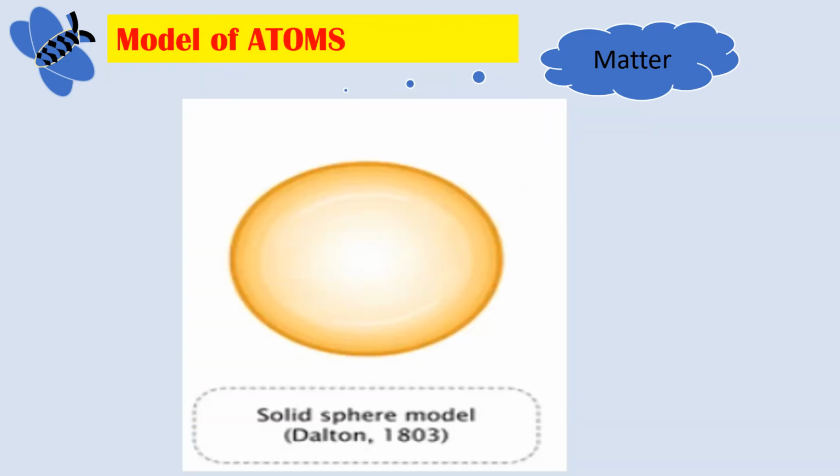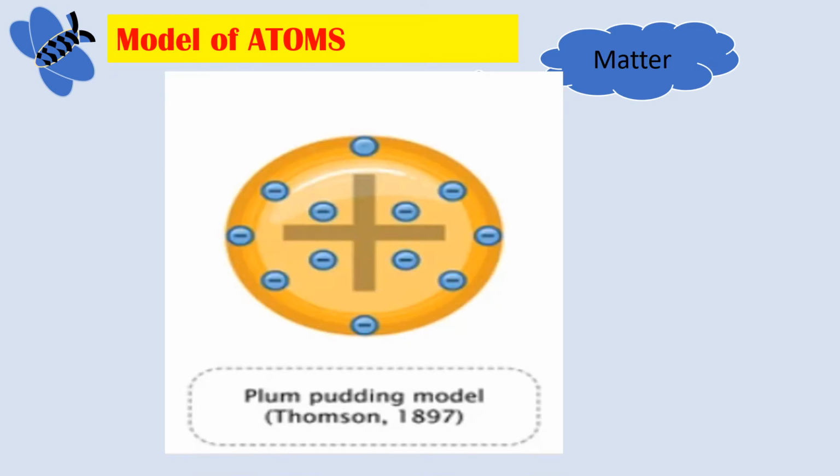There are also models of an atom. The first model of an atom is the solid sphere model. This is discovered by John Dalton in 1803. Another model of an atom is the plum pudding model. This is discovered by J.J. Thomson in 1897.